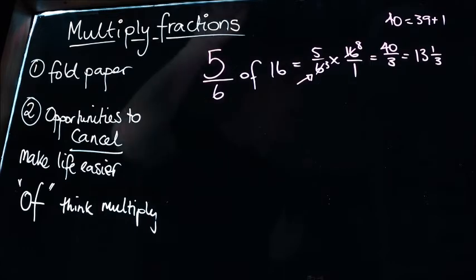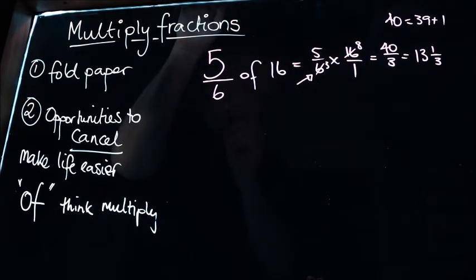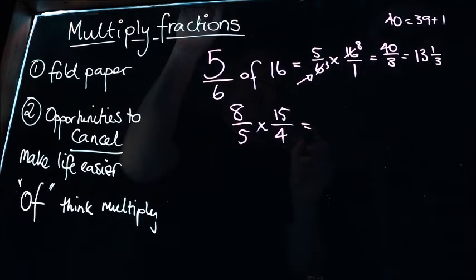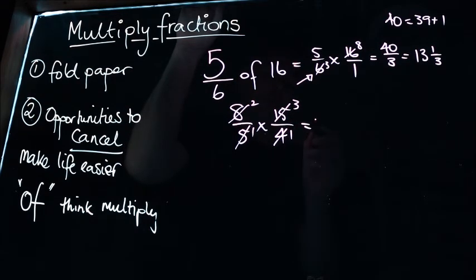Okay. I just got another question here. Similar sort of thing. What do we do when we have 8 over 5 times 15 over 4? Okay, so I'm cancelling on the diagonals here. 4 goes into 4 once, so 4 goes into 8 twice, 5 goes in here once, and 5 goes in here 3 times. So what do we end up with?